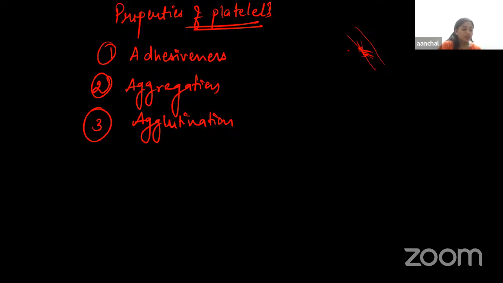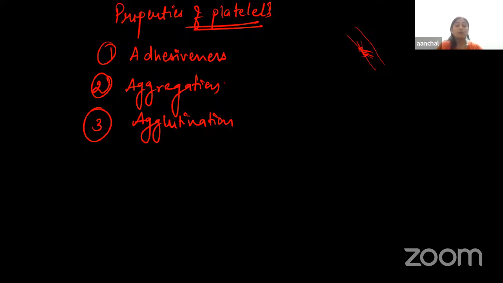The adhesion of platelets involves interaction between von Willebrand factor secreted by damaged endothelium and a receptor protein known as glycoprotein situated on the surface of the platelet membrane. Other factors responsible for accelerating adhesiveness are collagen, thrombin, and ADP. So this is all about adhesiveness: the property of sticking to a rough surface whenever there is any kind of injury inside the blood vessel. Now, next we're going to discuss aggregation.